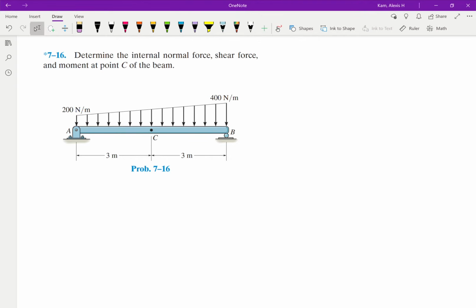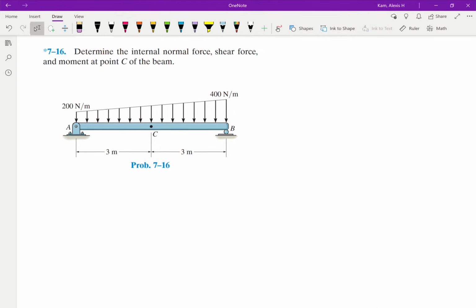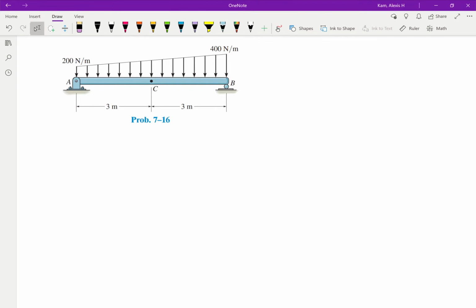Hey guys, today we're going to go over problem 716. This problem is asking us to find the internal normal force, the shear force, and the moment at point C of the beam. And point C is in the middle. So we'll start off this problem like we always should by making a free body diagram. We're going to do the whole beam first so that we can find some of the reactions and other information, and then we'll go ahead and slice it in half so we can look at just point C.